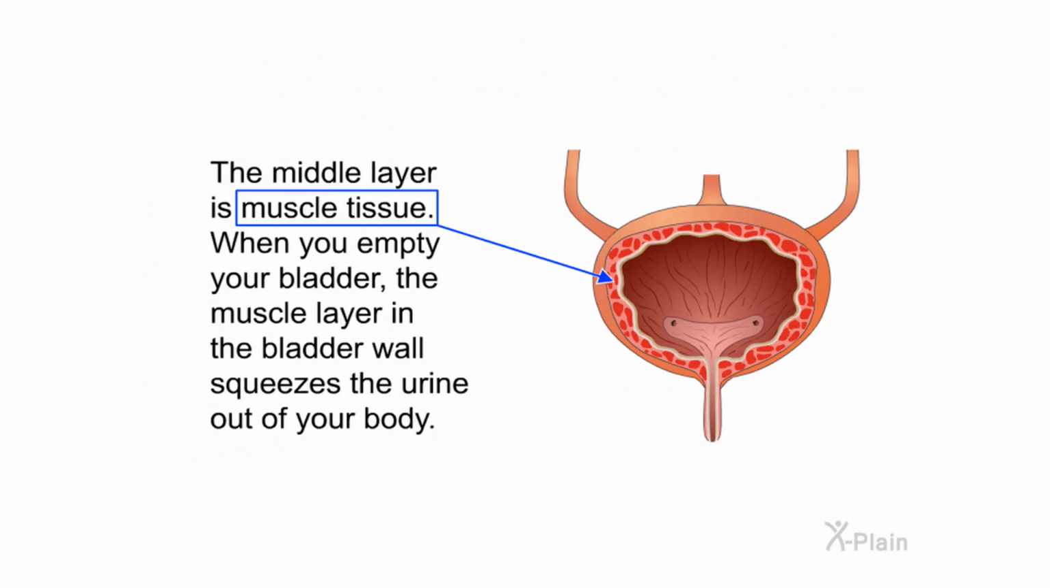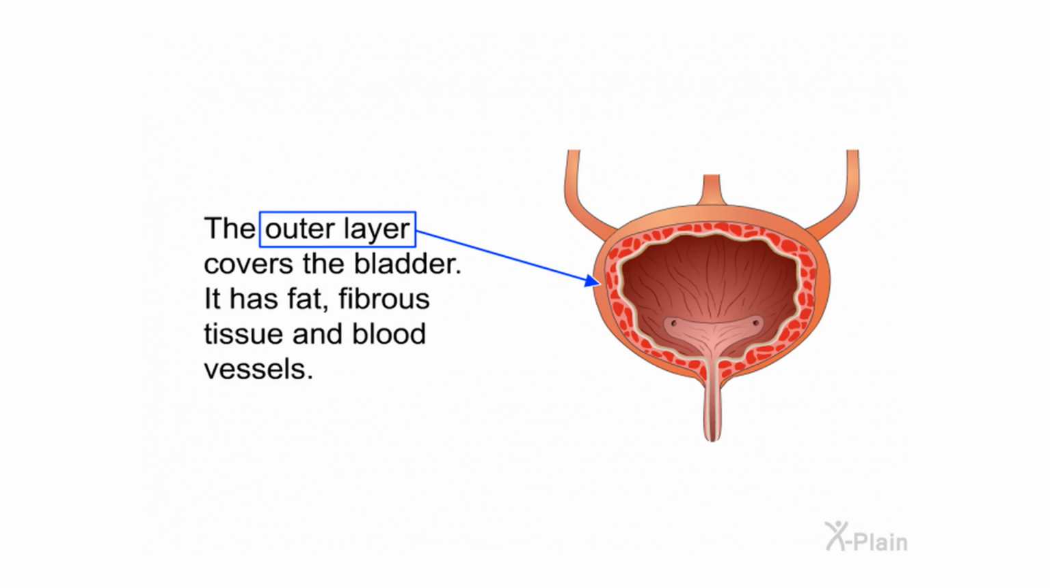The middle layer is muscle tissue. When you empty your bladder, the muscle layer in the bladder wall squeezes the urine out of your body. The outer layer covers the bladder. It has fat, fibrous tissue, and blood vessels.